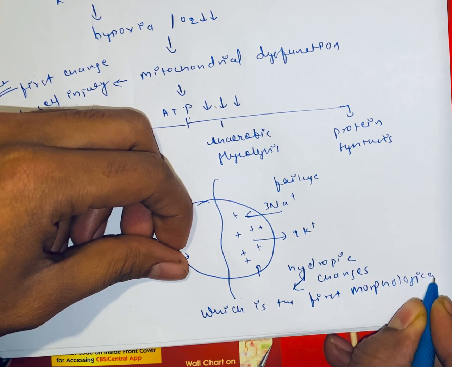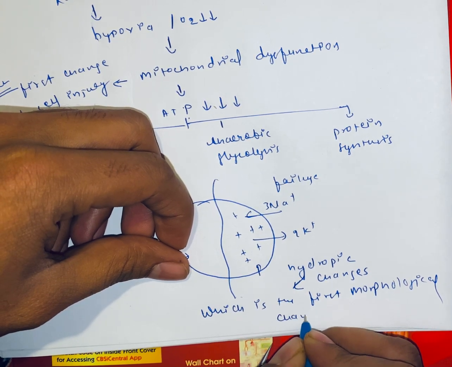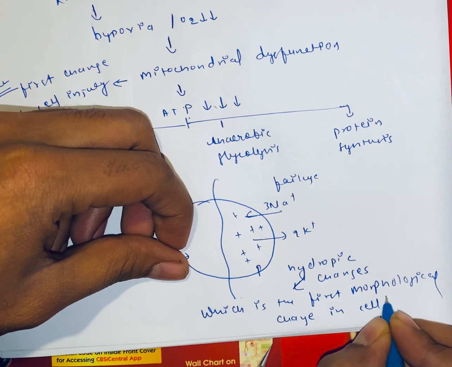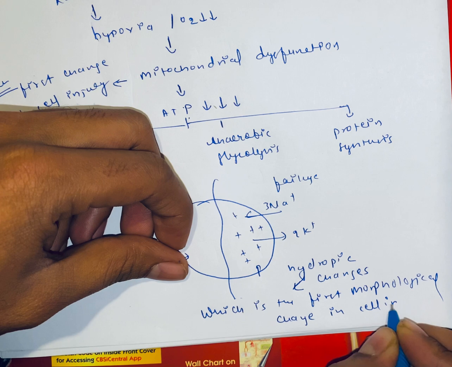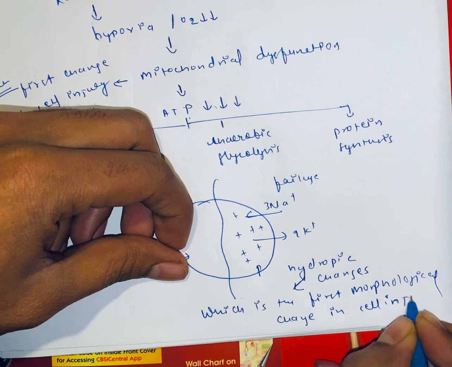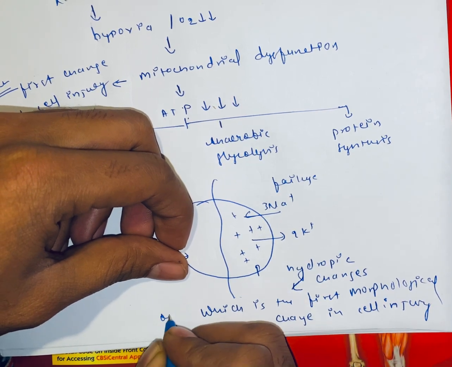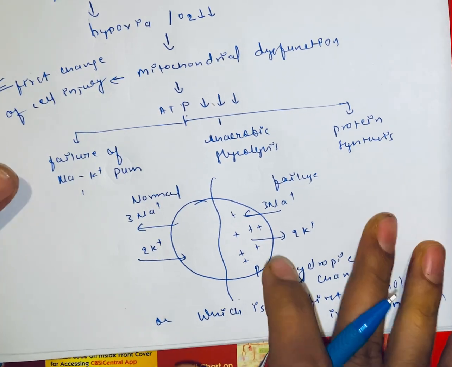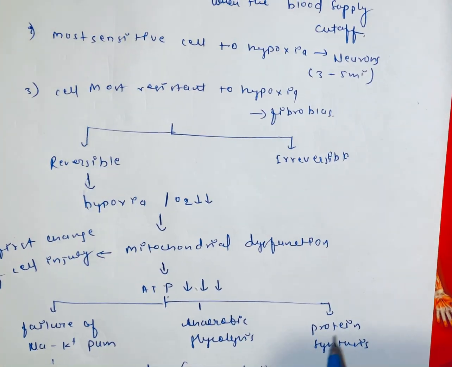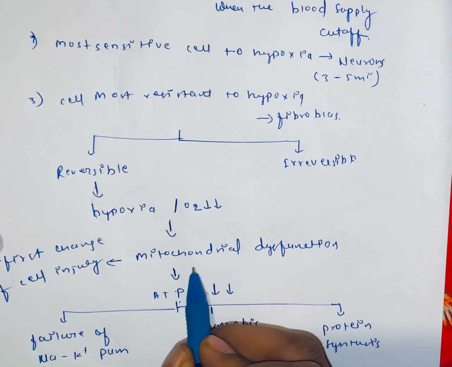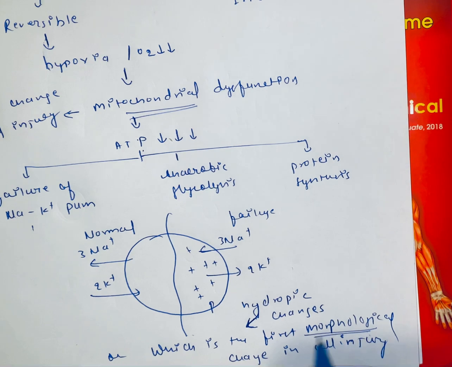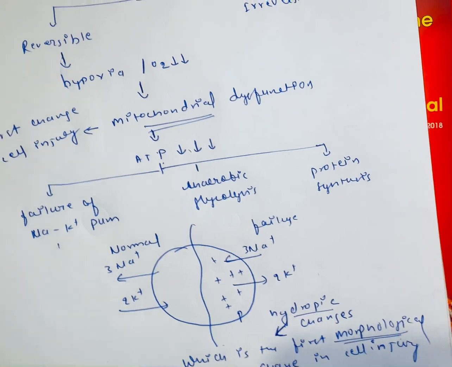And when the question comes, which is the first morphological change in cell injury, then we will say hydropic change. And when the question says the first change in cell injury, then we will say mitochondrial dysfunction. And if morphological is included, then we will say hydropic change.